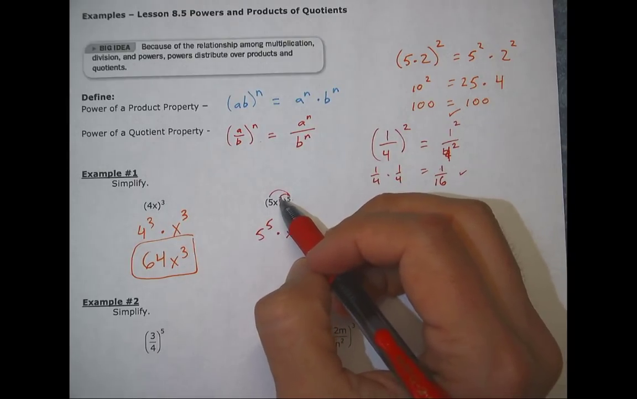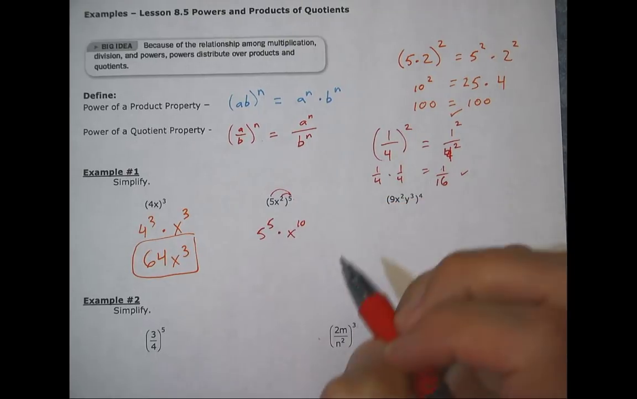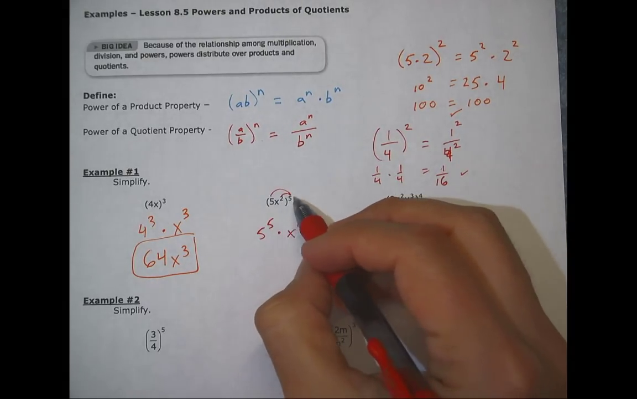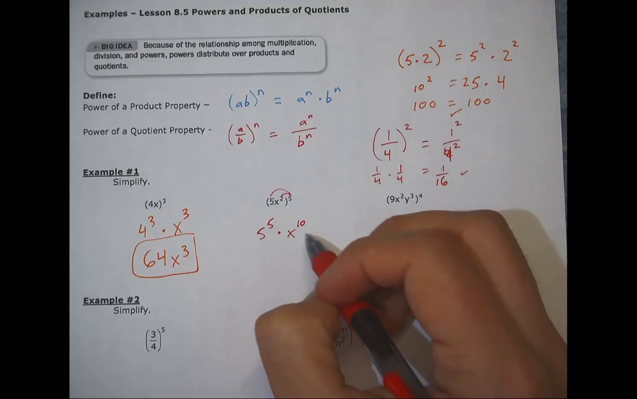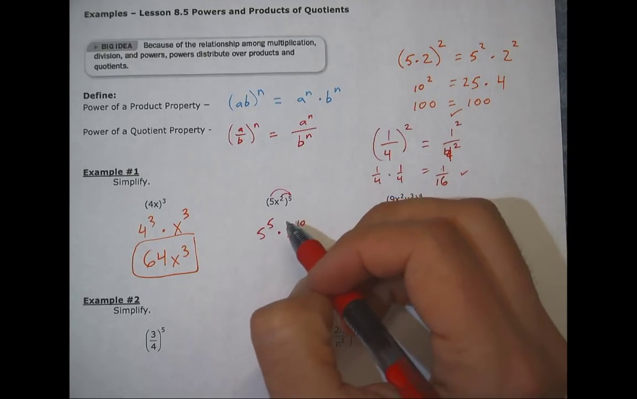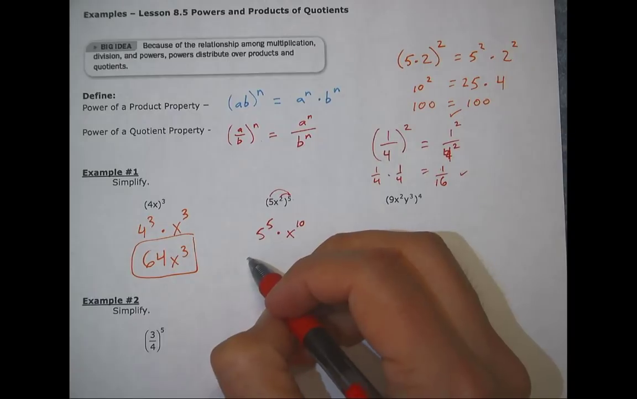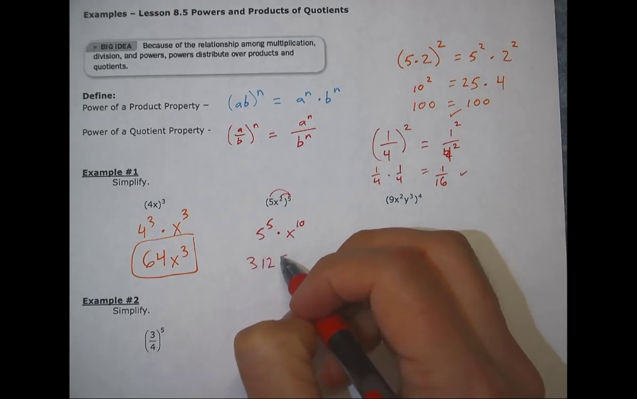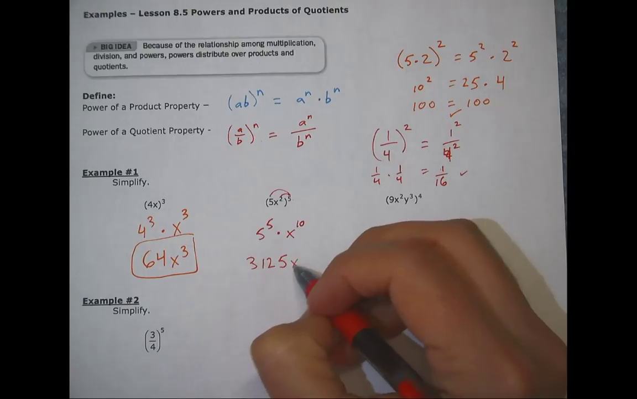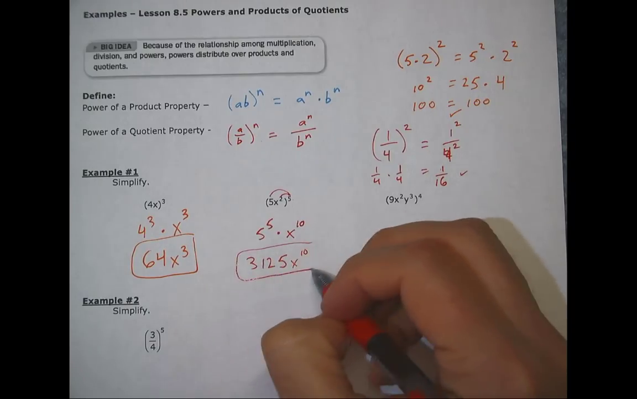Okay, it is being multiplied, so this is 5 times 2, and this is 10. So remember, when you raise a power to another power, you multiply those two exponents. So x to the 10th isn't going anywhere. 5 to the 5th, though, we can simplify that and get the actual number, and that's 3,125. x to the 10th.